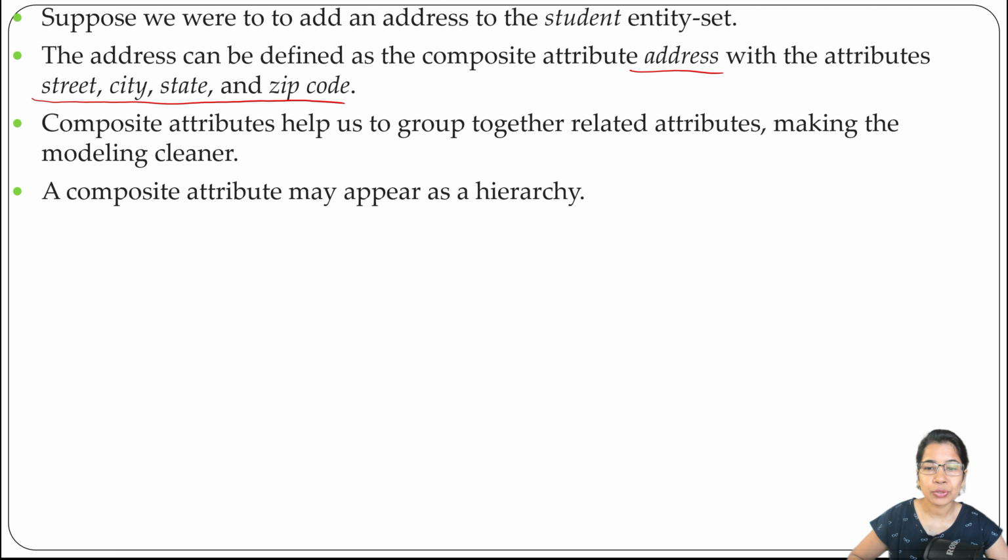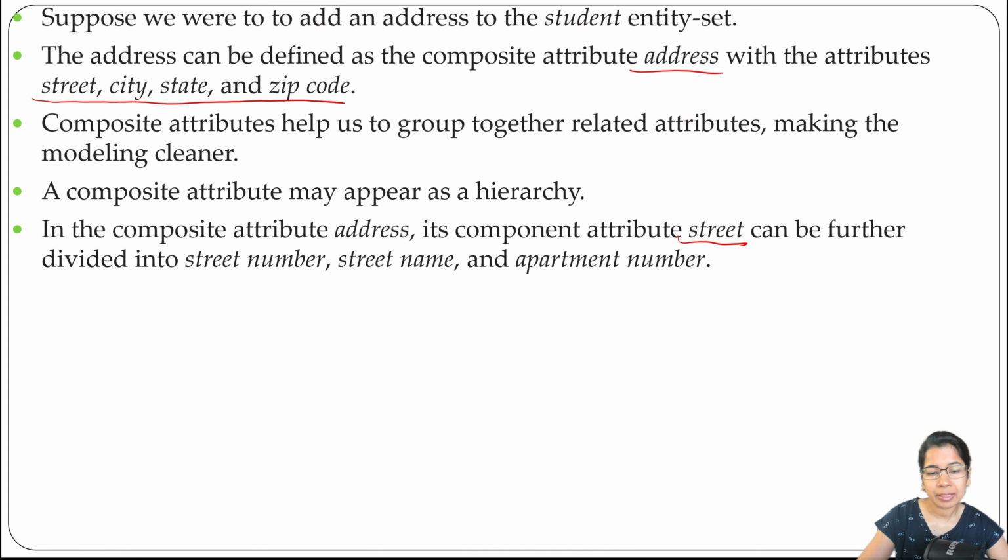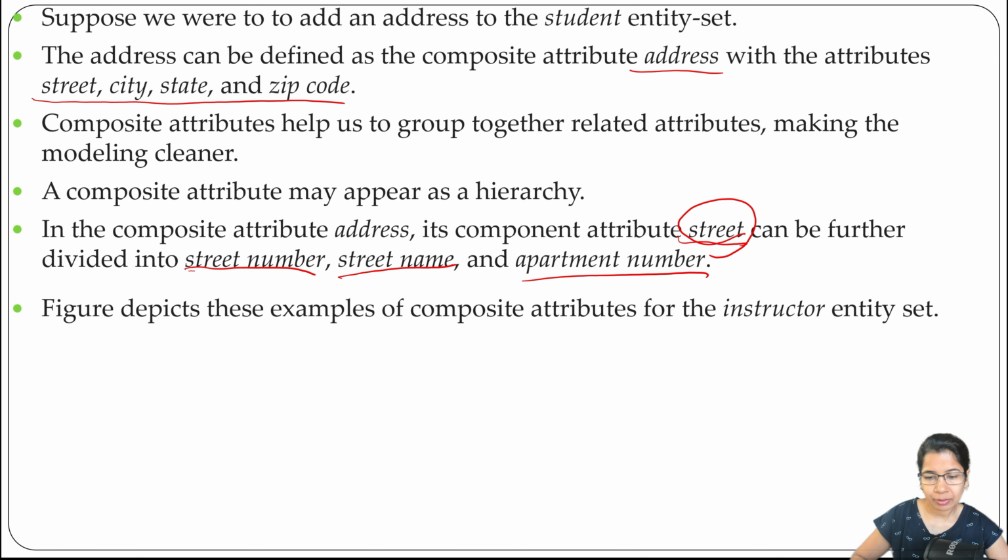And there can also be a hierarchy. Like inside one attribute there can be another attribute. Suppose under street there can be street number, street name, apartment number. That street comes under address. Just see the figure, you can understand.